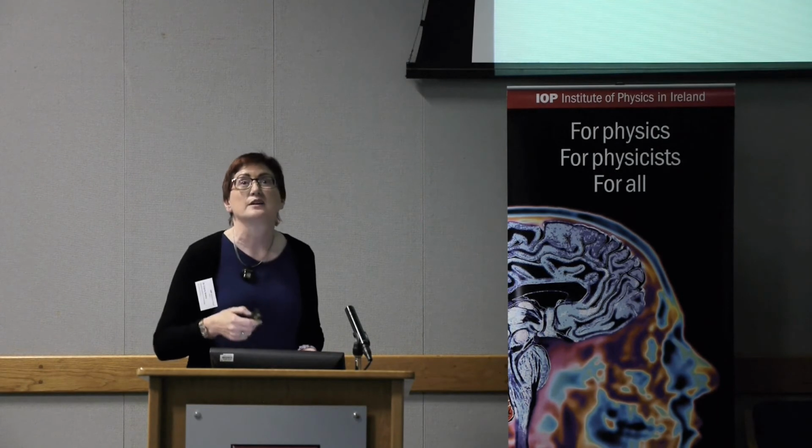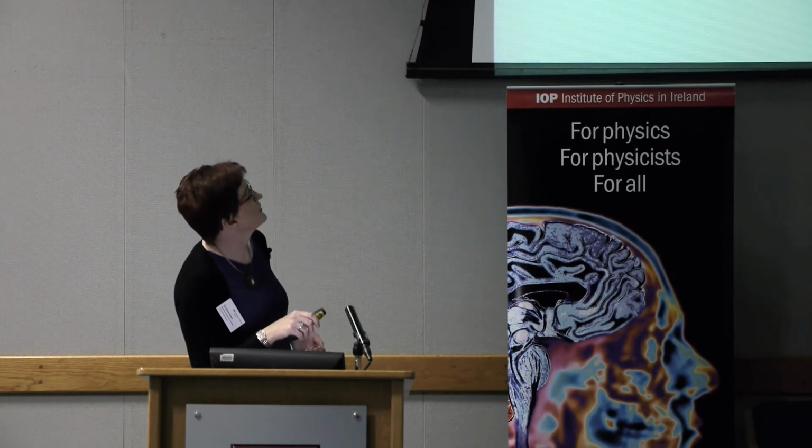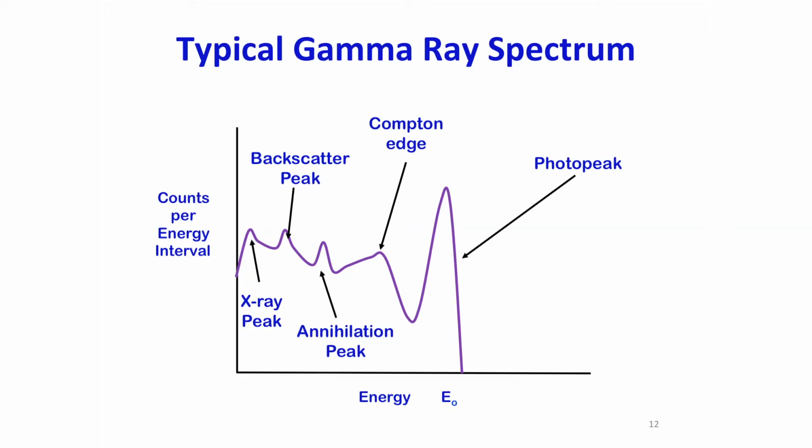So a typical spectrum looks something like this. This is what we call the main full energy peak, or the photopeak, due to photoelectric absorption. You get this Compton continuum, and at the maximum point of this is what's called the Compton edge, and there are other features as well on the spectrum.